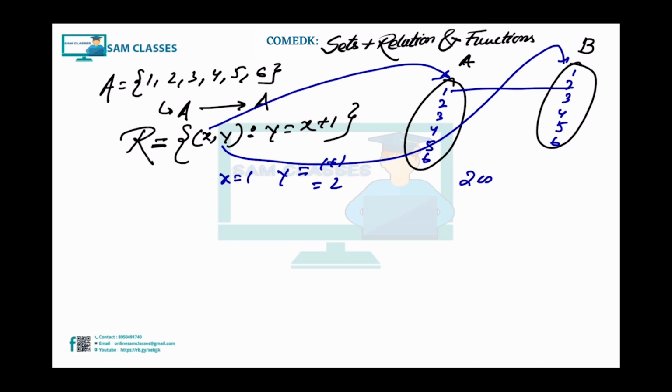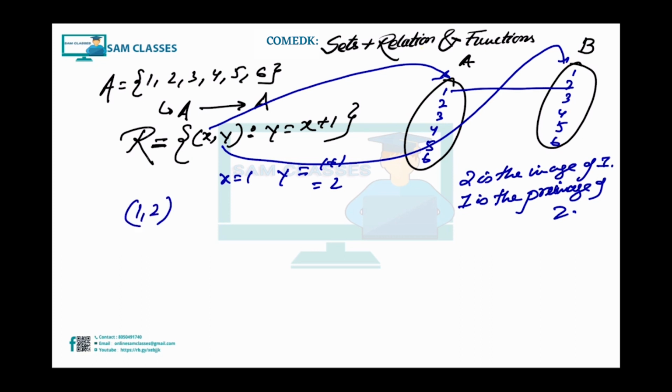This 2, we say 2 is the image of 1. And we say 1 is the pre-image of 2. So very simple. Understand, whenever we have (1, 2) linked, we say 2 is the image of 1 and we say 1 is the pre-image of 2. So that is clear to everyone.